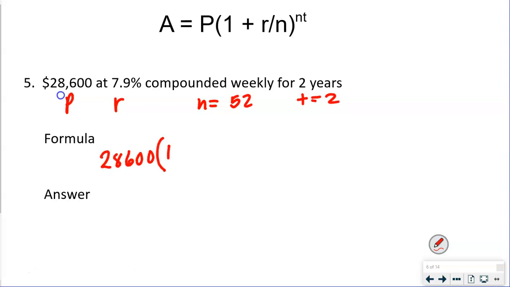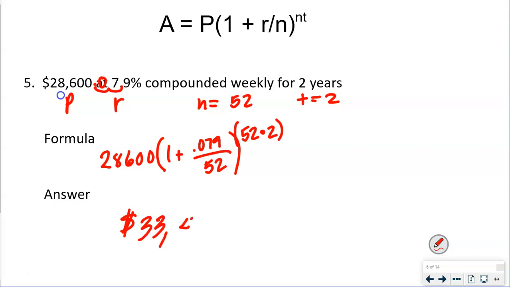Okay, so we've got 28,600 times 1 plus 0.079. Again, remember, we're moving this way, right? So, sorry, I did that wrong. So we're going to move it 2 places. So you're going to end up with 0.079 like that, divided by 52, and then we're going to do that 52 times our 2 up here. Okay? So when I do that, I get 33,491. And again, I got 0.3374, so it's going to be 0.34 because the 7 is going to round that 3 up to a 4. Okay?